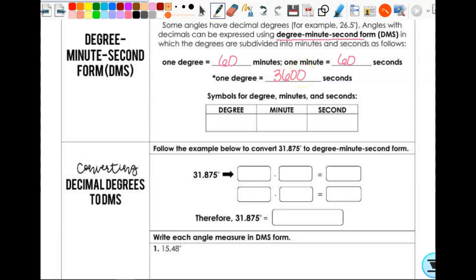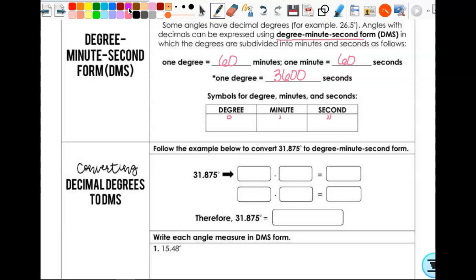Okay. Your notations: degrees, still degrees like it's always been, up high there. Minute is an apostrophe. Seconds is like a quote mark. And that's also how you do feet and inches, if you didn't know that. Okay? So that's your notation here. So let's look at how we're going to convert this.